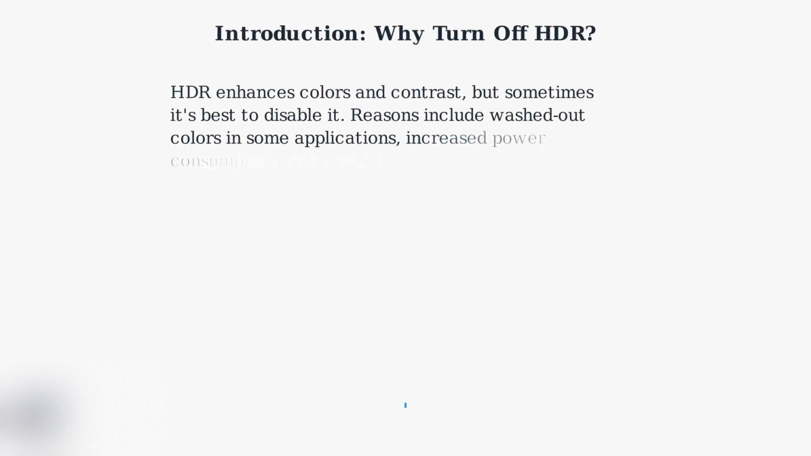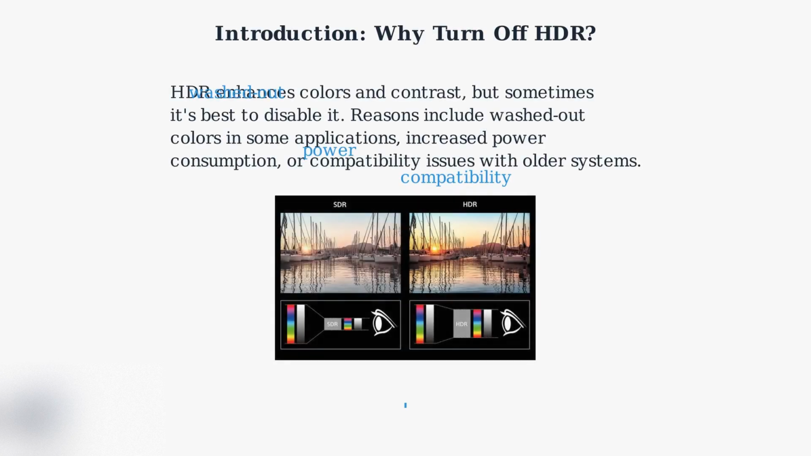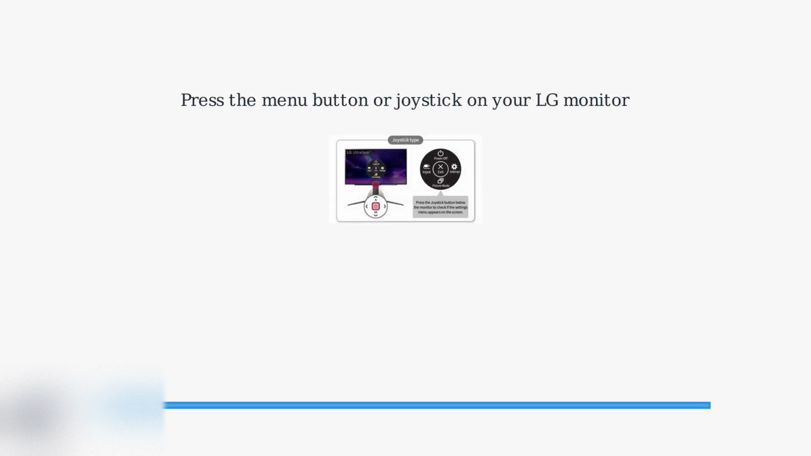HDR enhances colors and contrast, but sometimes it's best to disable it. Reasons include washed out colors in some applications, increased power consumption, or compatibility issues with older systems. This video shows you how to turn off HDR on your LG monitor using Windows, macOS, and the monitor's on-screen display. This is the most universal method for all LG monitors.